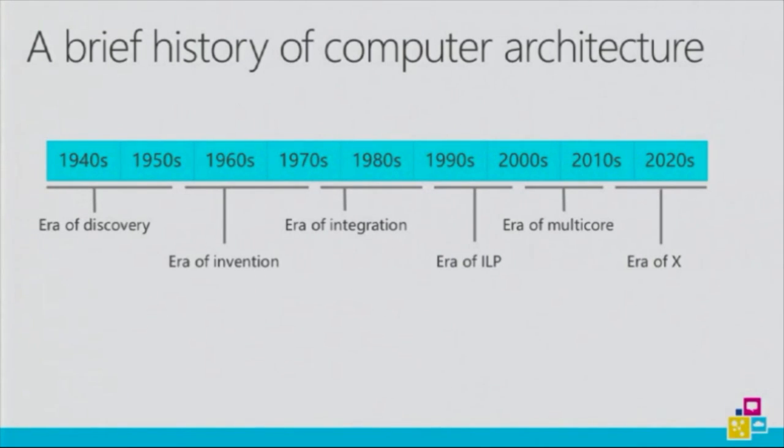And then in the late 50s through the 60s and early 70s, what I call the era of invention. These are things when a lot of the basic concepts that we take for granted were invented. Things like caches, out-of-order execution, virtual memory, stable instruction sets so you can reuse software from one machine to the next. These were all developed in that period.